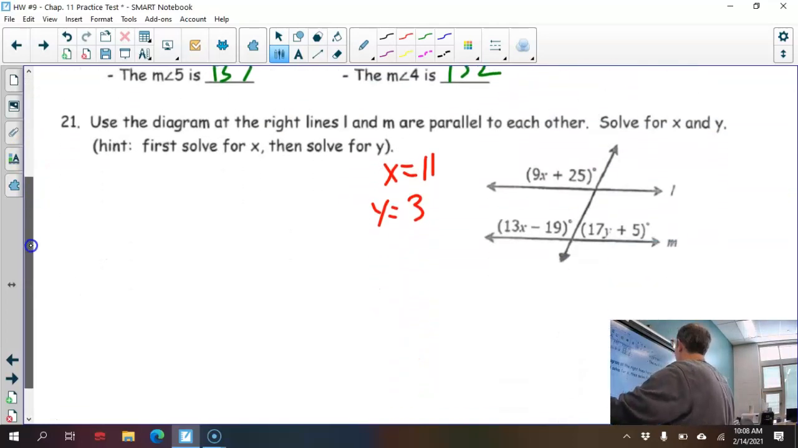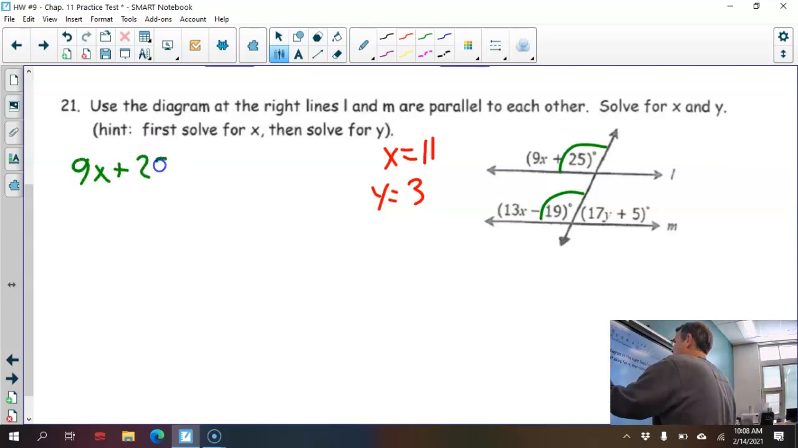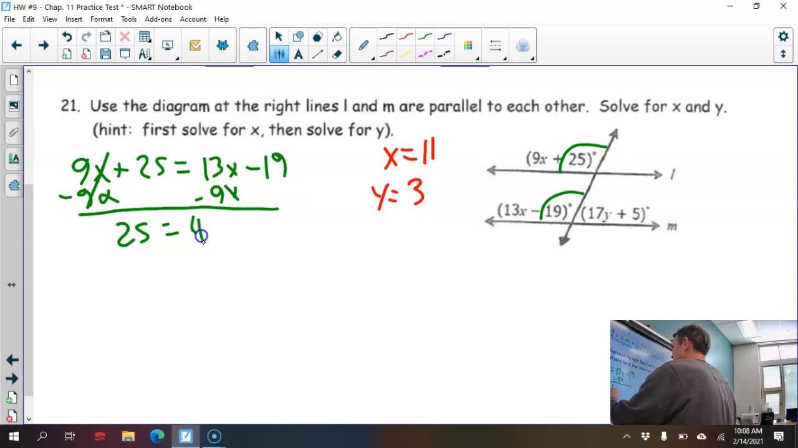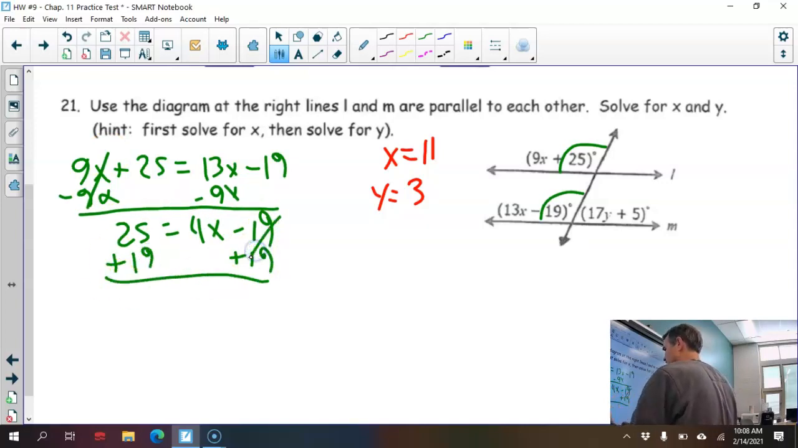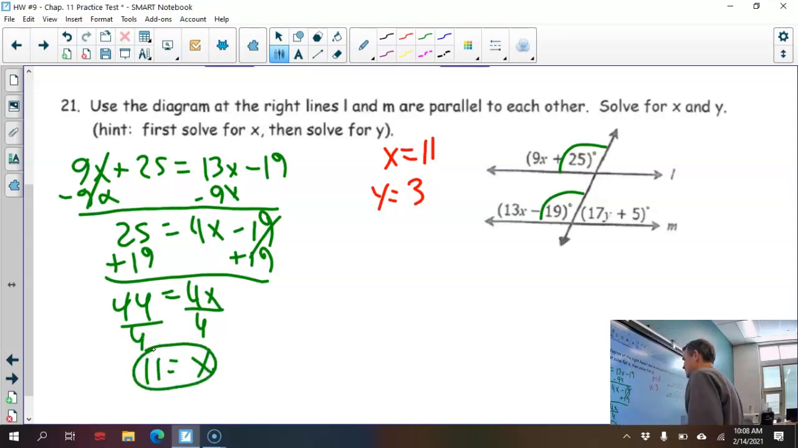Okay, number 21. All right, so the first thing I'm going to do is solve for x, which is in these 2 angles. I need to recognize that those are corresponding angles, so they are equal. So 9x plus 25 equals 13x minus 19. And now I can solve for x by subtracting 9x from both sides. Then I would add 19 to both sides. Let's see, that'd be 44 equals 4x. And then I would divide by 4, and I would find out x equals 11.